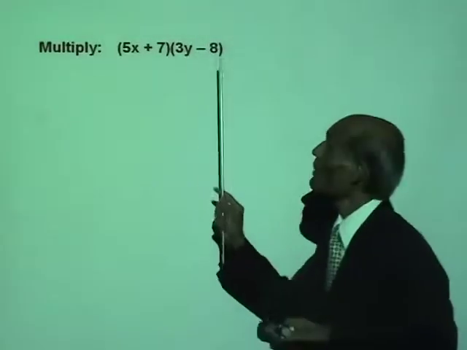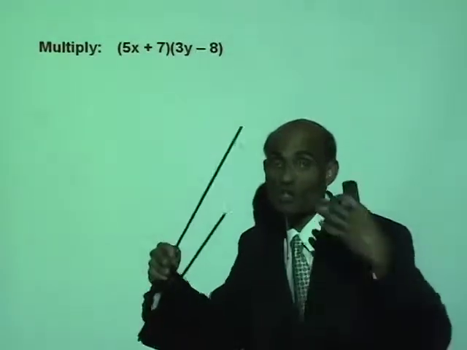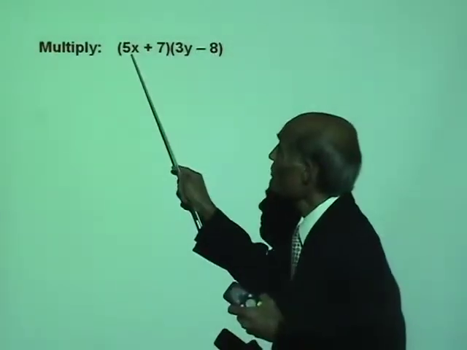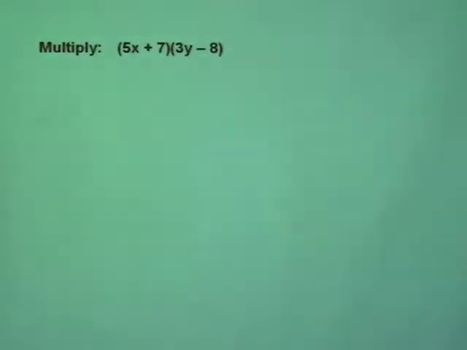Now, watch me do this again. I'm going to do that in my mind. Try and keep track of me. First, let me go to my board and show you. First, multiply 5x by 3y. What is 5x multiplied by 3y? It is 15xy. And then multiply 5x by negative 8.